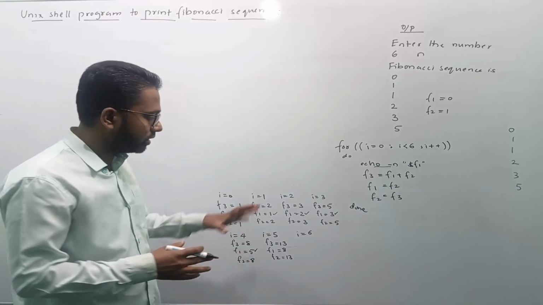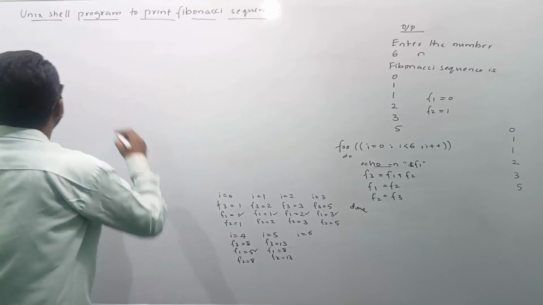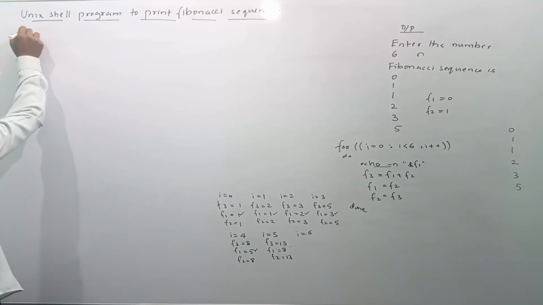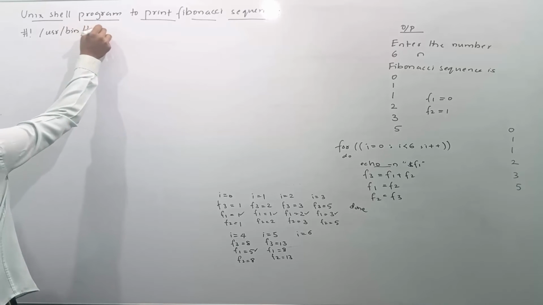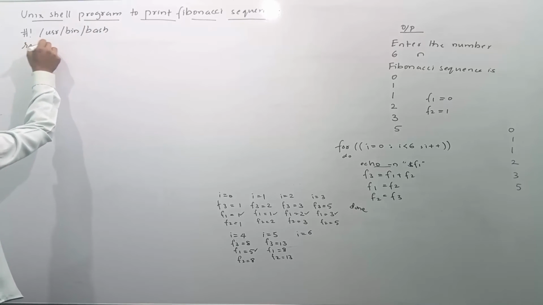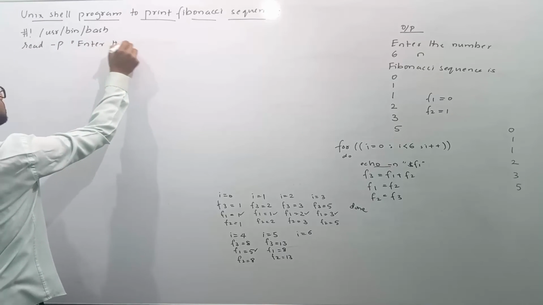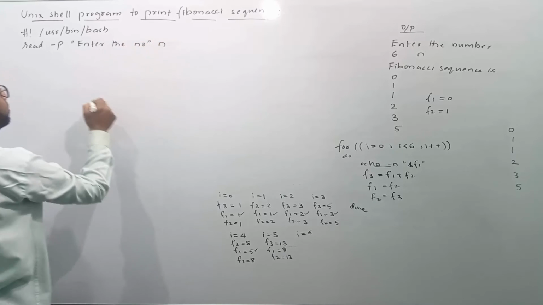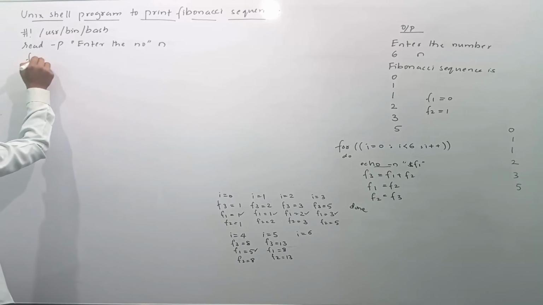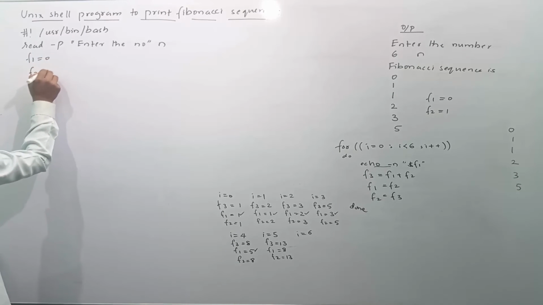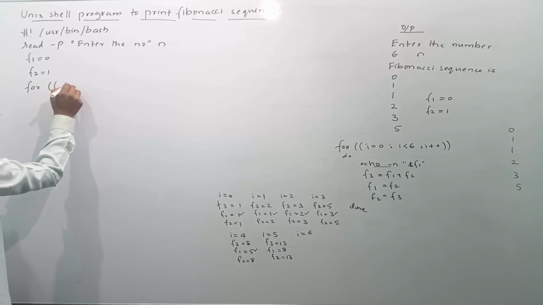I hope you guys understood this logic. So I will be using the same concept to write the shell program. I will start the shell program using the shebang statement, #!/usr/bin/bash, then read -p, "enter the number", say n. Okay, next I will initialize 0 to F1, 1 to F2.